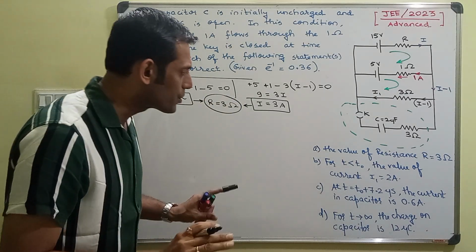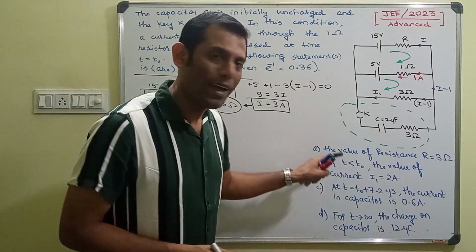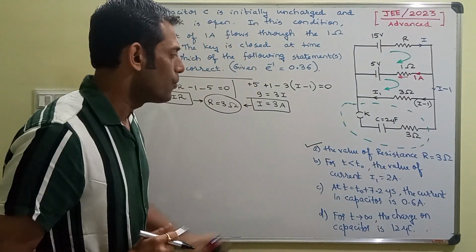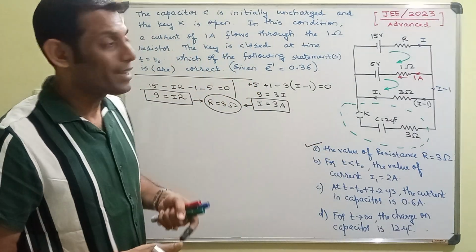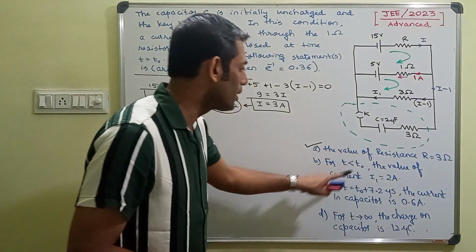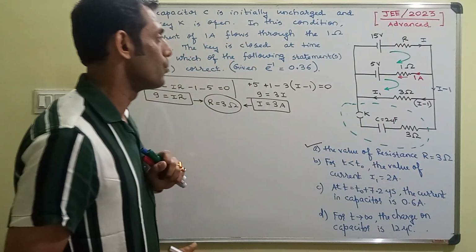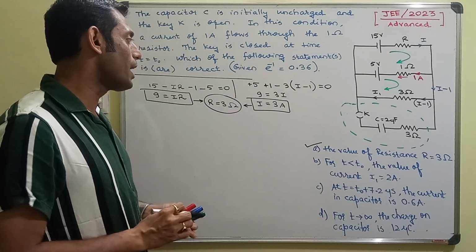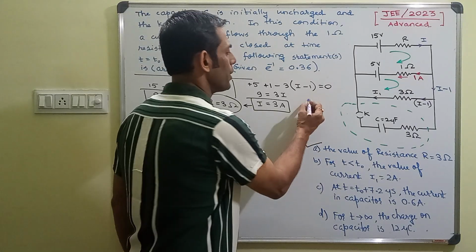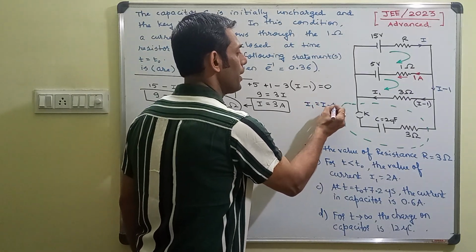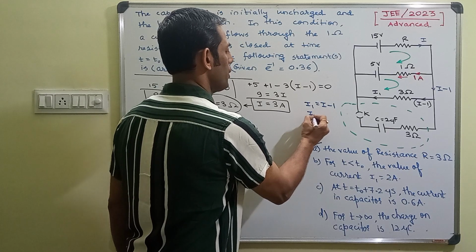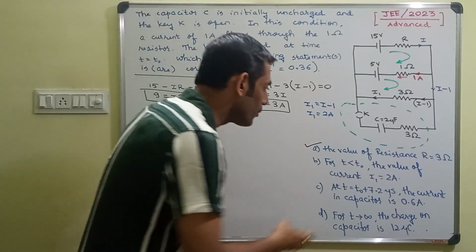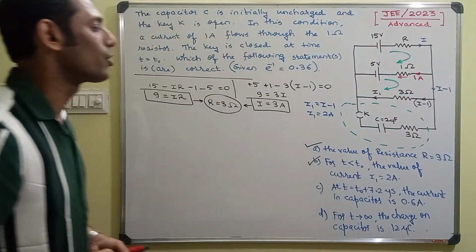So I have some options here which are relevant. The value of the resistance R is 3 ohms. It's correct. For t less than t naught, that means when the key has not been connected, the value of the current I1, which current is I1? This current is I1. See this. And this I1 is therefore equal to the I minus 1 value. I is this. So therefore I1 is 2 amperes. So the value of the current I1 being 2 amperes is a correct option.